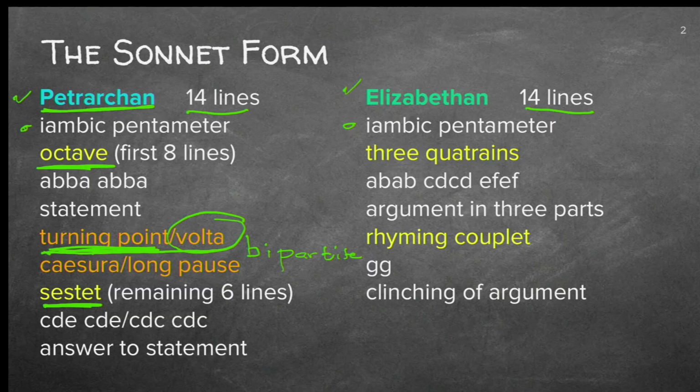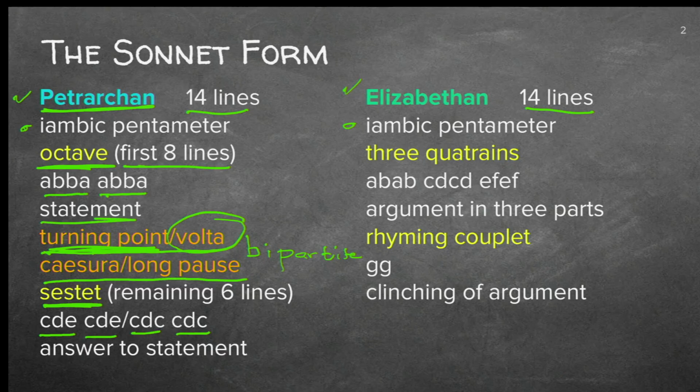It's interlaced rhyme here. You've got A, B, B, A in the first quatrain, A, B, B, A in the second quatrain, making up the first 8 lines. Then you get the volta. It's also called a caesura, or a long pause before the sestet starts, and the sestet has 2 tercets, which goes like this: C, D, E, C, D, E, or C, D, C, C, D, C.